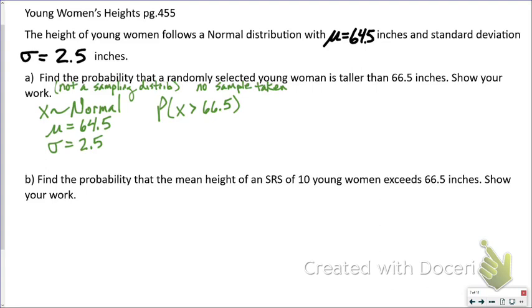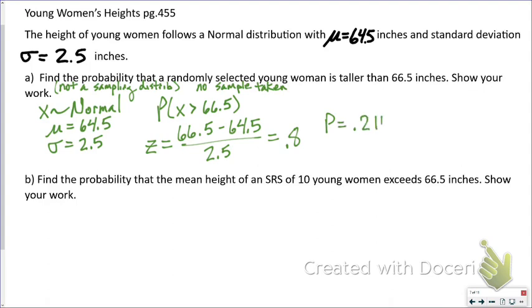So you get the z-score for 66.5, subtract the mean, divide by standard deviation, and you get a z-score of 0.8. You jump to normal CDF, you go 0.8 for the lower, a bunch of 9s for the upper, and you get a pretty likely probability. 21% chance that you get one woman randomly that's taller than 66.5.